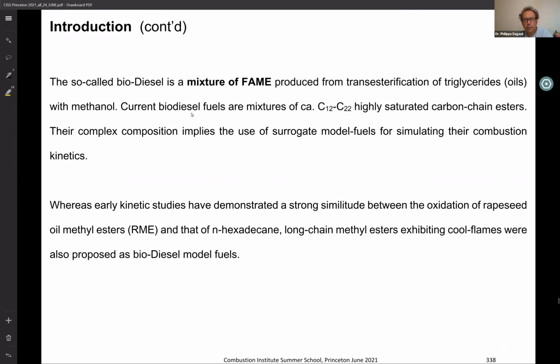These are formed by transesterification of triglyceride with methanol, and their composition in terms of carbon number is between about 12 to 22, and they are mostly saturated. The more unsaturation you get, the more tendency you have for the fuel to produce deposits and soot. The selected oils usually have relatively low unsaturation.